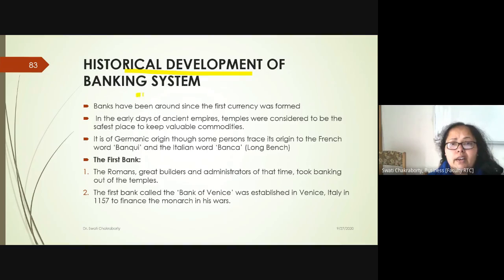Let's talk of the historical development of the banking system. Now, banks have been around since the first currency was formed, right? So in the early days of ancient empires, what was happening? Temples were considered to be the safest place to keep all these valuable commodities, because the gods are there. So that's the way gods would protect, right? And so the first bank was built by the Romans, right? They took banking out of the temples. The first bank was called the Bank of Venice, which was established in 1157 to finance the monarchs in their wars.